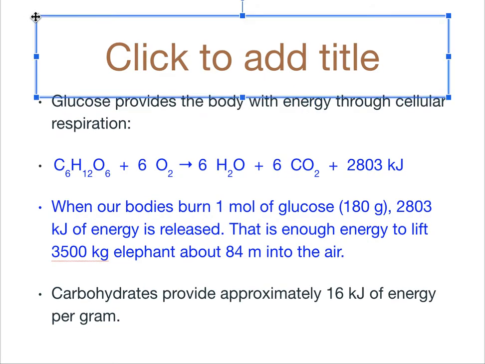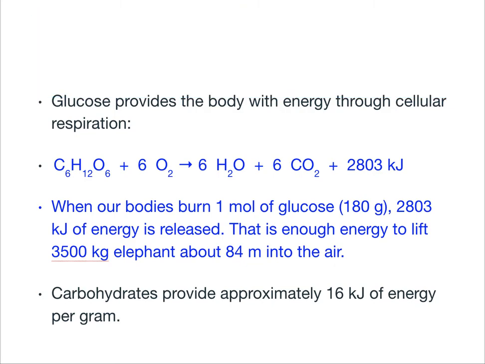So glucose provides energy through cellular respiration, which has this process taking place within it. When our body burns 1 mole of glucose, we generate about 2,803 kilojoules of energy, which is a lot of energy. If we just converted that all into kinetic energy, we could use it to lift up an elephant pretty high. However, we don't, because we've got other things that we need for it.